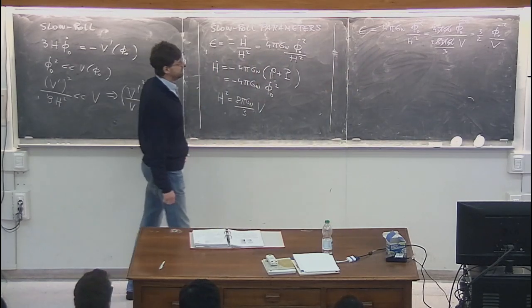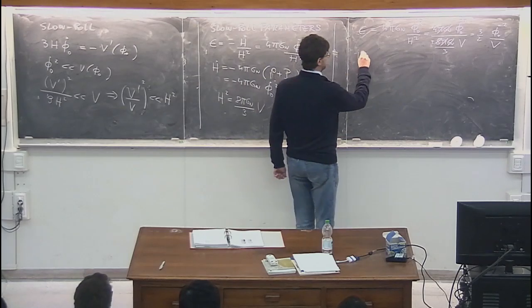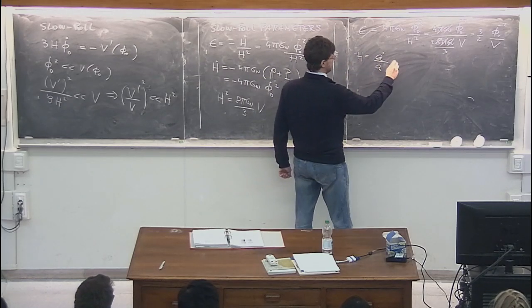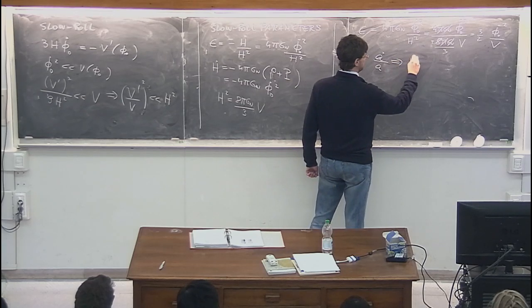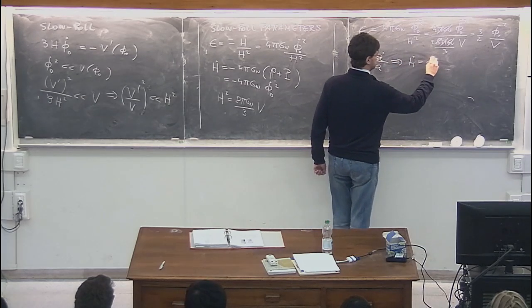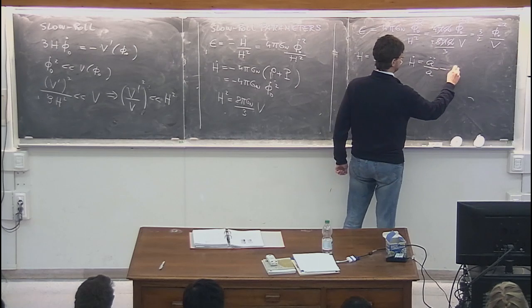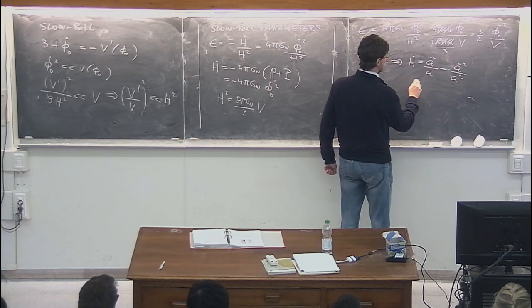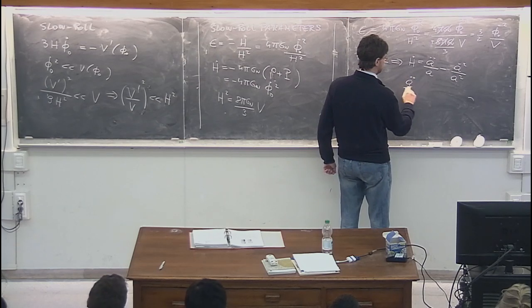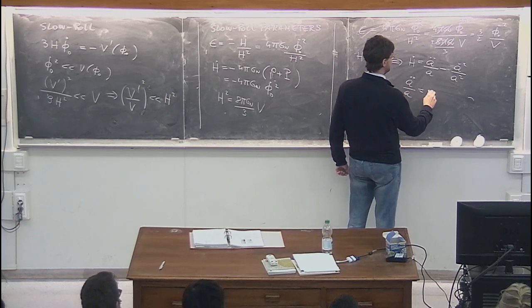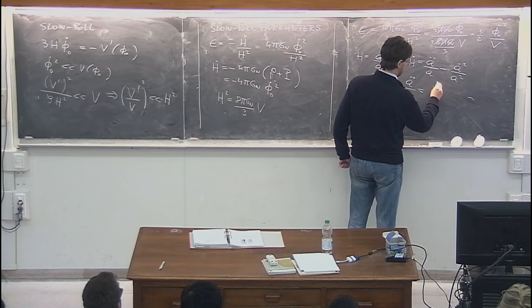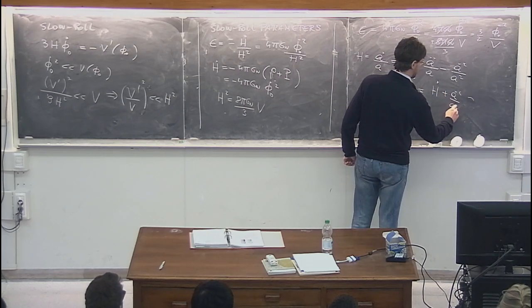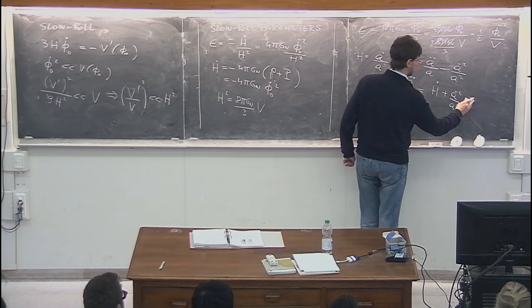Notice also that since H is equal to a dot over a, if I take the derivative of this relation, I have H dot equal to a double dot divided by a minus a dot square divided by a square. So from here I get that a double dot divided by a is equal to H dot plus a dot square divided by a square, which is nothing else than H square.